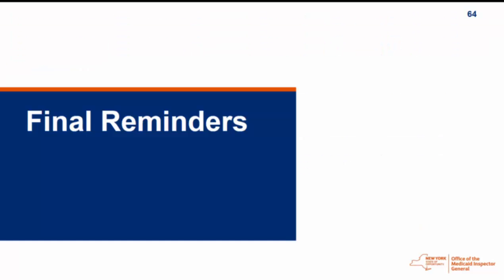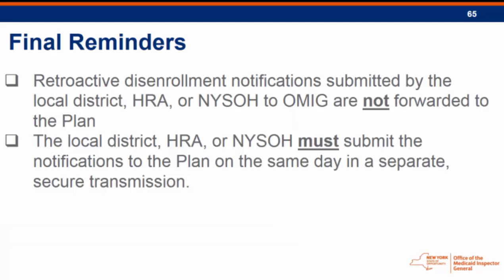We will now go over a few final reminders. Retroactive disenrollment notifications submitted by the local district, HRA, or New York State of Health to OMIG are not forwarded to the plan. All retroactive disenrollment notifications and revisions must be sent to both OMIG and the plan on the same date. Please note, the HCS upload application only submits the forms to OMIG. The plan must be notified by the district in a separate secure transmission.